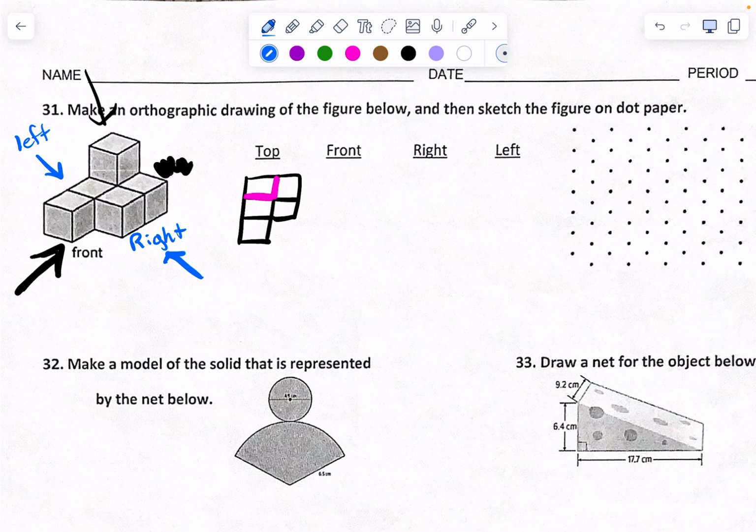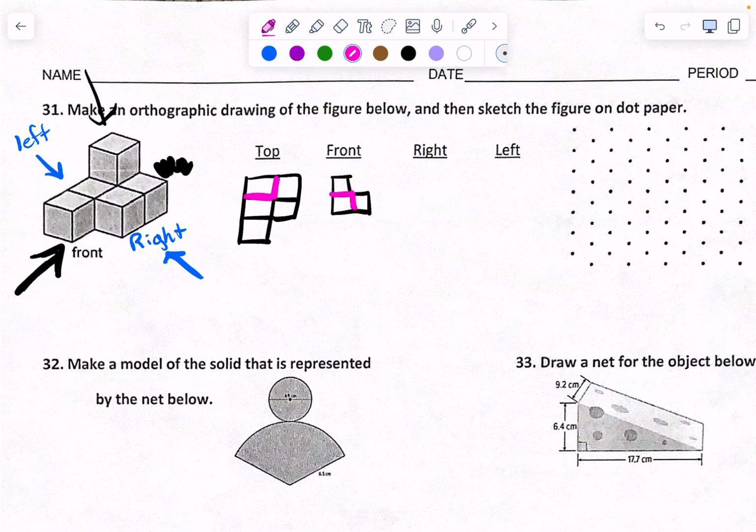The front view, what's the front view look like? Like a tiny L. Yeah? Okay, but don't they all need one? They all do need one. This guy and this guy both need one, right?